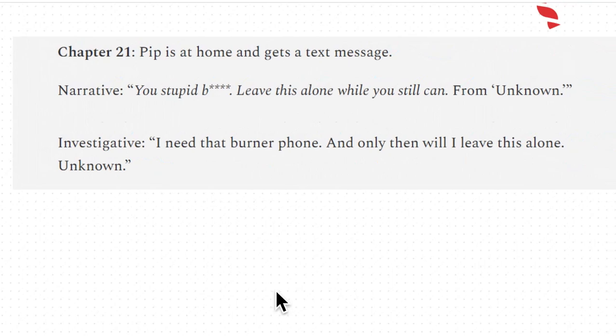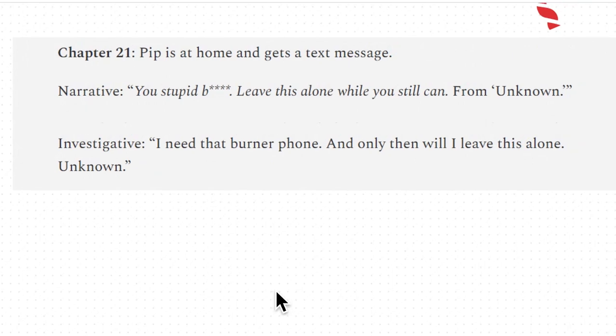In chapter 21, Pip is at home and she gets a text message, which is, you stupid beep, leave this alone while you still can, from unknown. Note that this happens a couple chapters after she talks to Becca, and she was just staking out someone that Becca is dating.